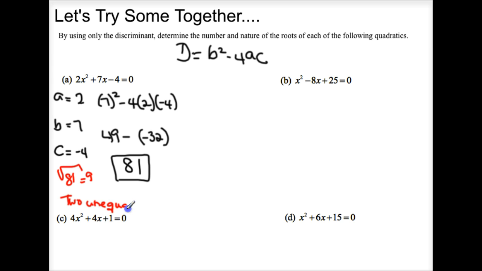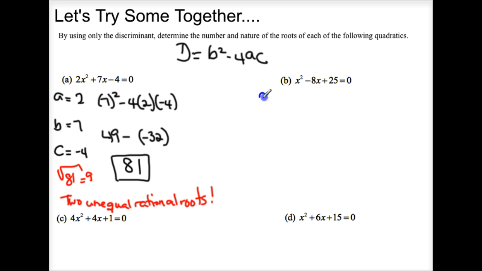So this is from the first case, and I know that the discriminant is going to give 2 unequal rational roots. That's all we have to do, and these are normally multiple choice.